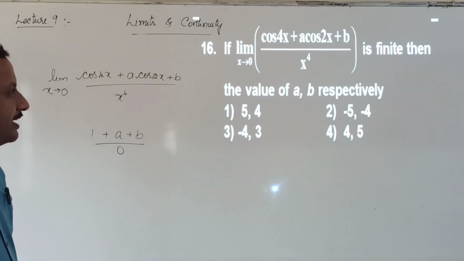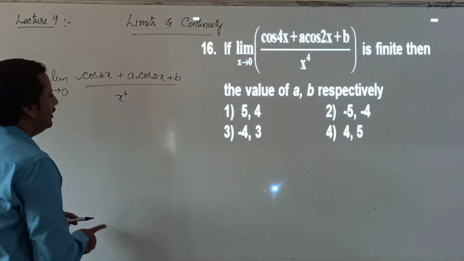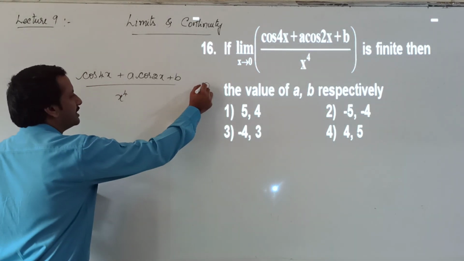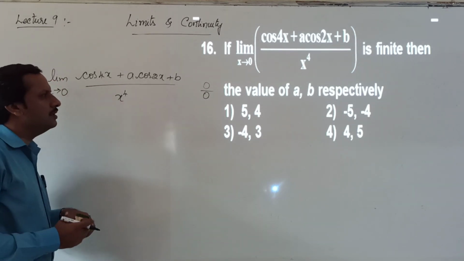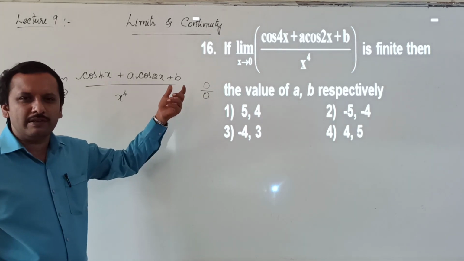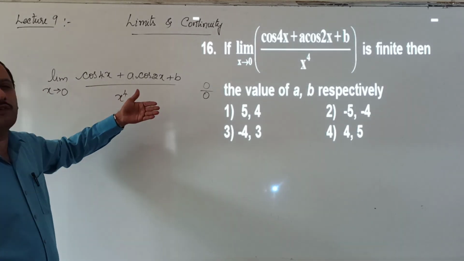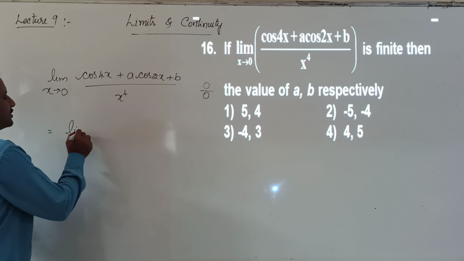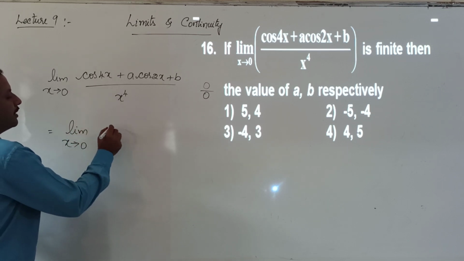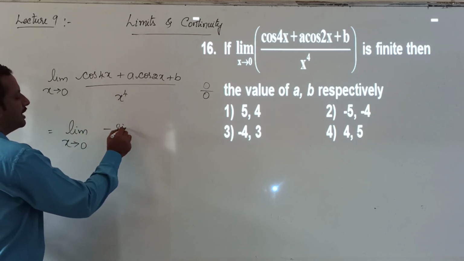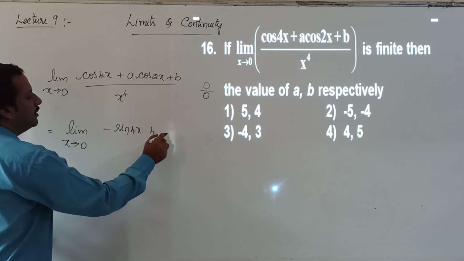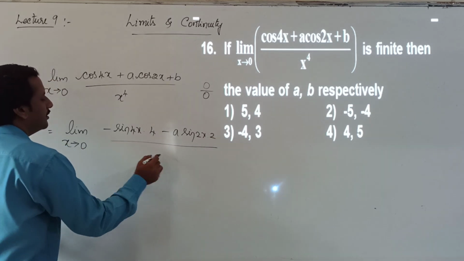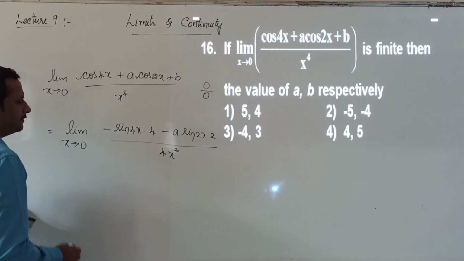See, here, if we directly apply the limit, we are going to get 1 plus a plus b by 0. So it should be of the form 0 by 0. Then only we get a finite value. So if it is of the form 0 by 0, then we use L-Hospital's rule. Limit x tends to 0, minus derivative of cos 4x is minus sine 4x into 4, minus a into sine 2x into 2, derivative is 0, divided by 4x cubed.